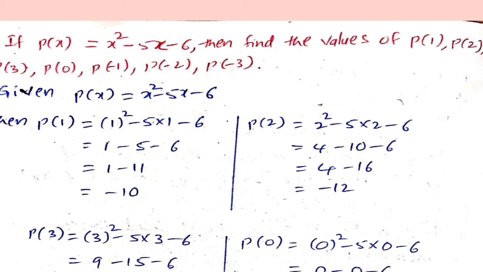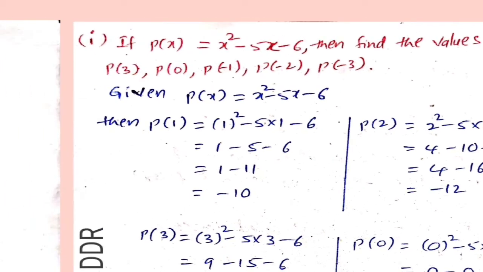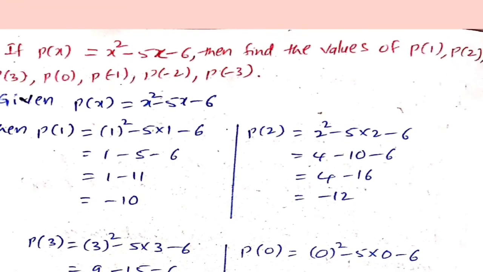Let's see one more problem from the same. Do this. If p of x equals x square minus 5x minus 6, then find the values of p of 1, p of 2, p of 3, p of 0, p of minus 1, p of minus 2 and p of minus 3. See, the given polynomial is x square minus 5x minus 6. So just substitute x equals 1 in the given polynomial. 1 square minus 5 into 1 minus 6. 1 square is 1, 5 into 1 is 5, minus 6. First you add the negative numbers, minus 5 minus 6, both are negative, so minus 11. 1 minus 11, answer minus 10. So the value of the given polynomial is minus 10 at x equals 1.